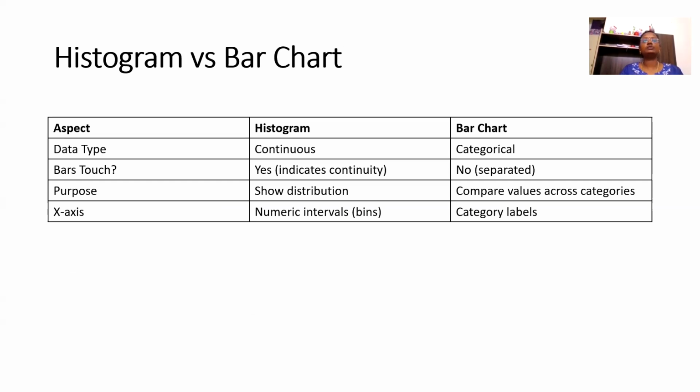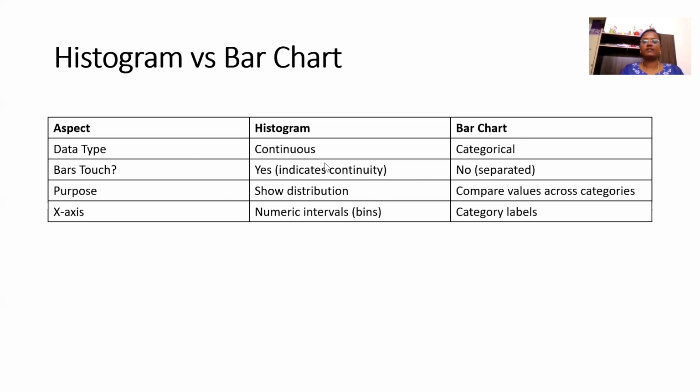If you look at the histogram and bar chart, they look similar, but let us see how they differ. On data type, the histogram has continuous values, while the bar chart has categorical values. In the histogram the bars touch, which indicates continuity; in the bar chart the bars are separated. The purpose of a histogram is to show the distribution, while a bar chart compares values across categories.